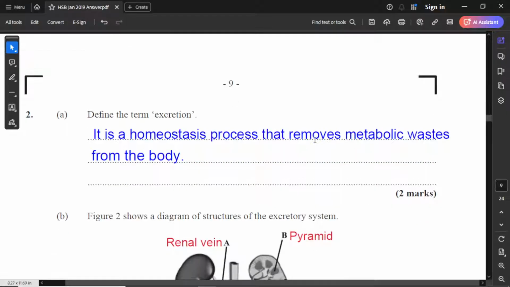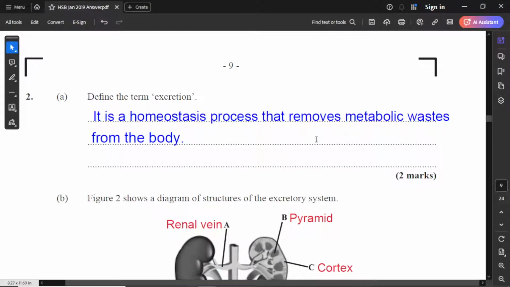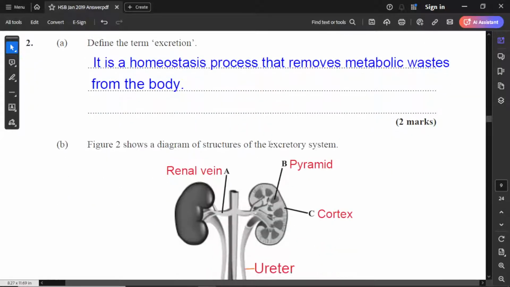All right, so question number 2 is to define the term excretion. And excretion here for 2 marks, it is a homeostasis process that removes metabolic waste from the body. So for 2 marks, please do not just say that it is removal of waste from the body. You need to specify what type of waste, metabolic waste, and I just include that it is a homeostasis process.